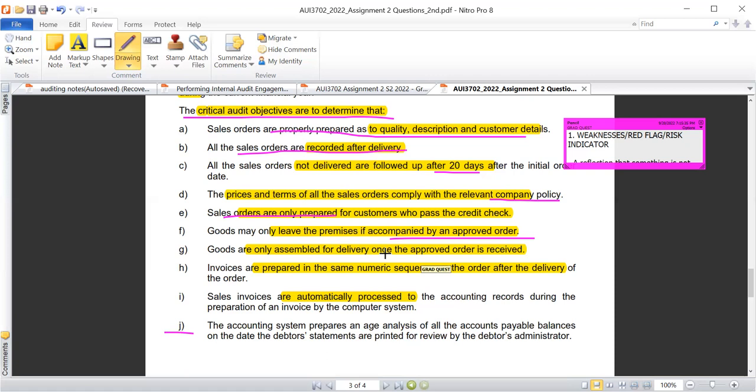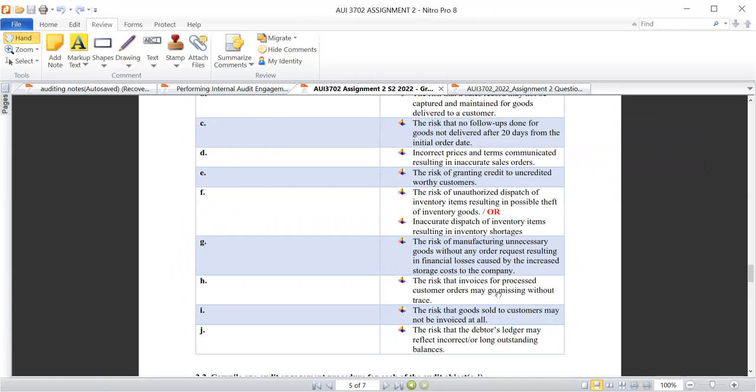And let me just give you exactly the way I've given that risk description. So there's the risk of manufacturing unnecessary goods without any order request, resulting in financial losses caused by the increased storage costs to the company. Because if you manufacture goods that are just going to stay in your warehouse and there's no one that has ordered to purchase them, then obviously one of the things that's going to happen is your storage cost is going to be high. Think of an organization that is renting out a warehouse property and not owning one. So definitely that is a probable risk to that audit objective.